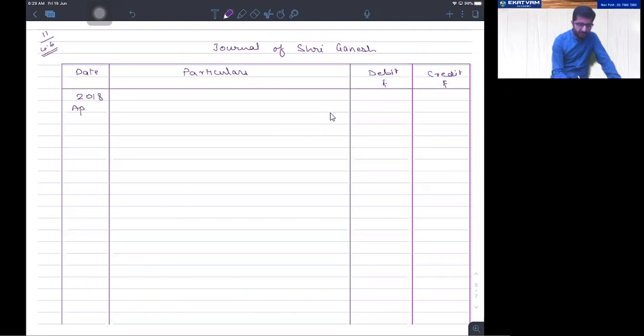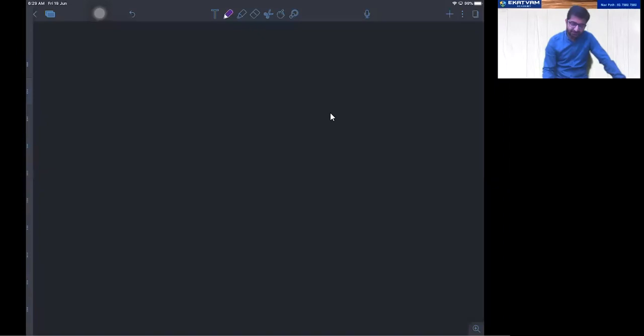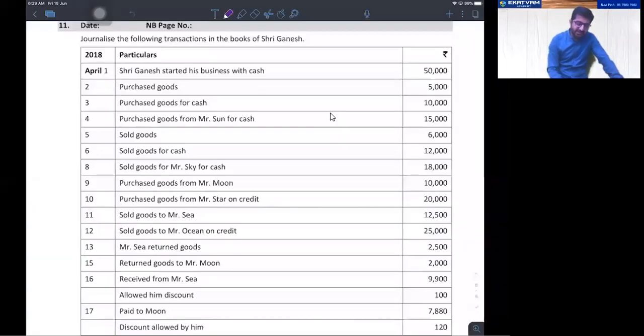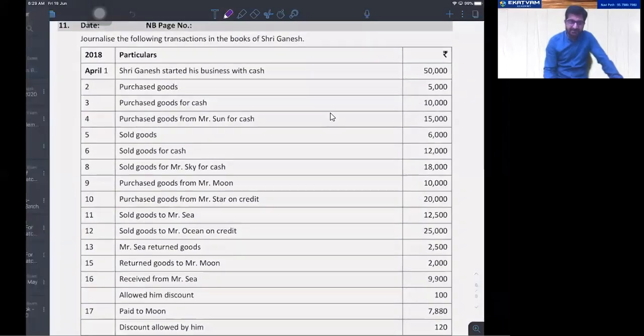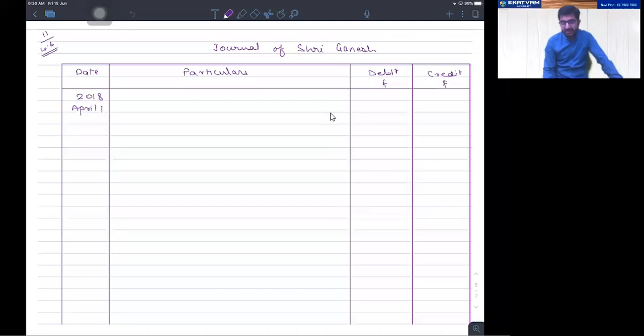1st. Do not say April Fool, that is the new date of the financial year. Started his business with cash, rupees 50,000. Now, when he has started his business with cash, rupees 50,000, that simply indicates that it is the capital which has been brought in, because we have to follow the business entity concept. Therefore, this amount will be credited to his new account, that is the capital account.